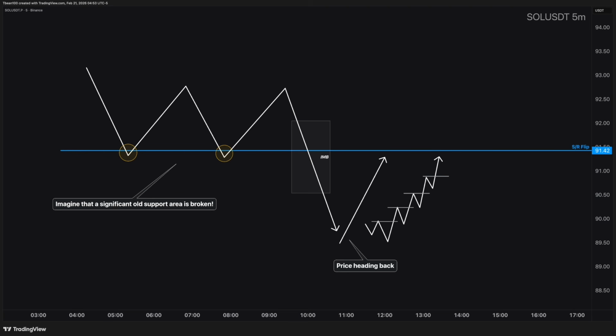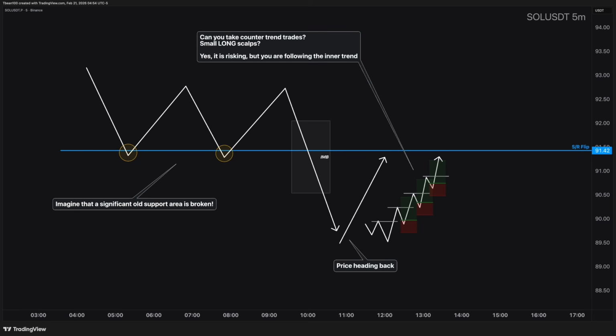Now here is an interesting question to think about. During the pullback, if the inner structure is bullish while price is moving towards the support and resistance flip location, can we take small scalp longs? And yes, the answer is absolutely yes.